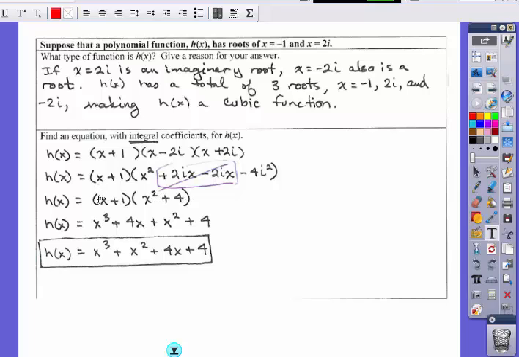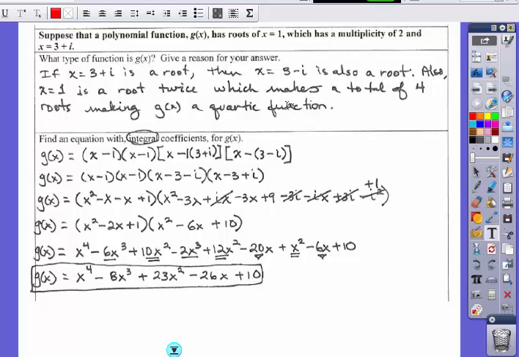Then you're going to take and distribute. So to distribute the x through, get x cubed, distribute the x again, and you get plus 4x. And then take the 1 and distribute it and get your x squared. Take the 1 and distribute again and get your 4. Combine, or really in this case, rearrange. So you have your x cubed, your x squared, plus 4x plus 4.